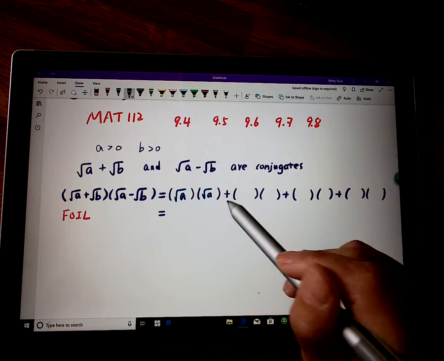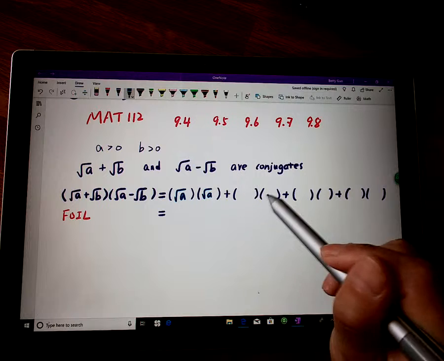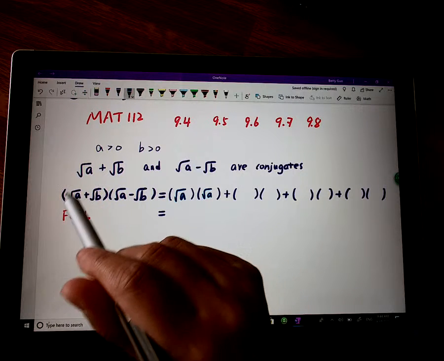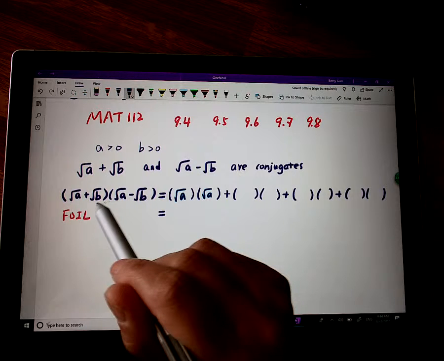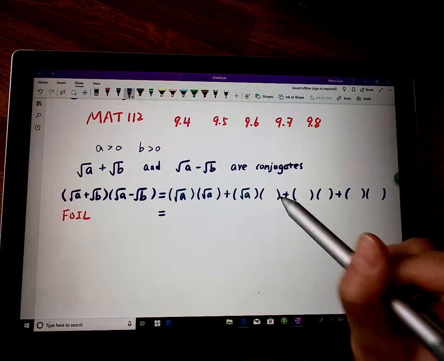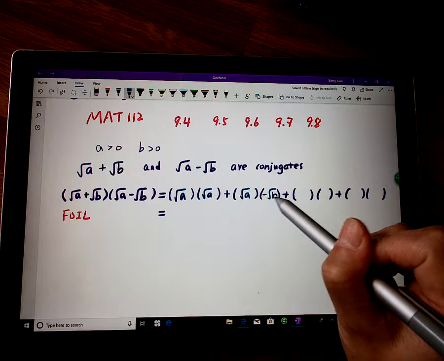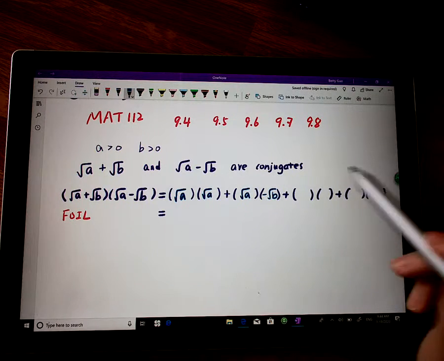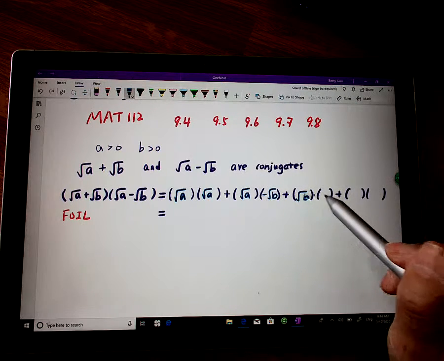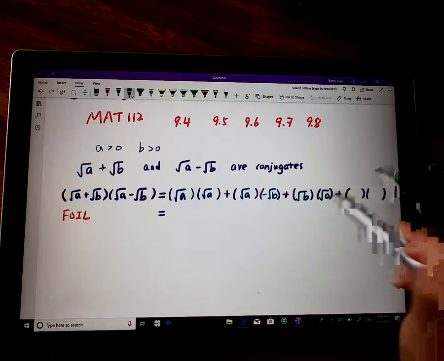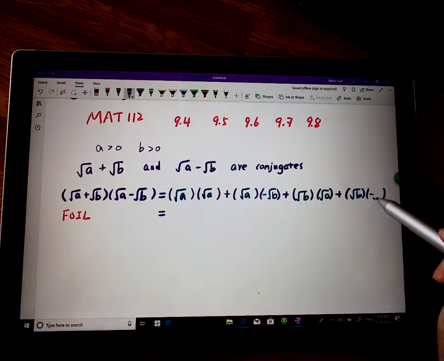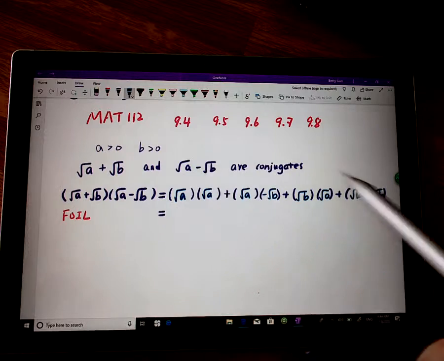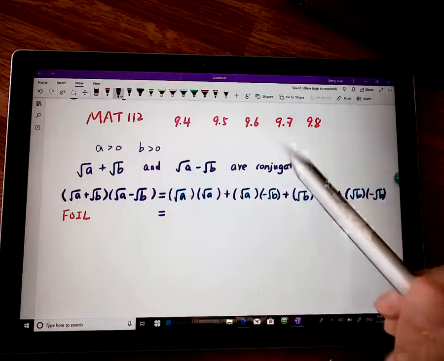Outside. This is a plus, okay? Outside times outside. We can see root A and the negative root B, they are on the outside. Root B and root A, they are on the inside, right? So the outside term is going to be root A times the negative root B. Be careful with the sign. The two terms on the inside are root B and root A. Last, the second term in the first parenthesis is the negative root B. Let's take time to do that step. Don't rush.